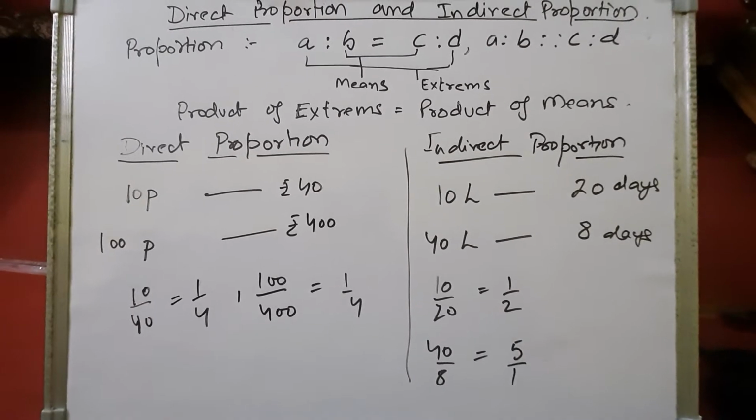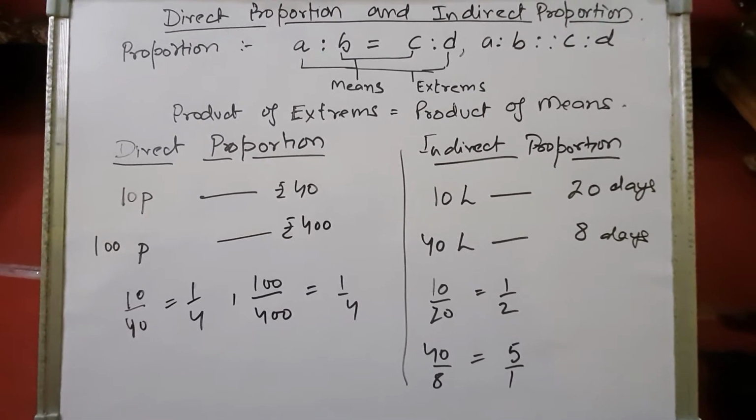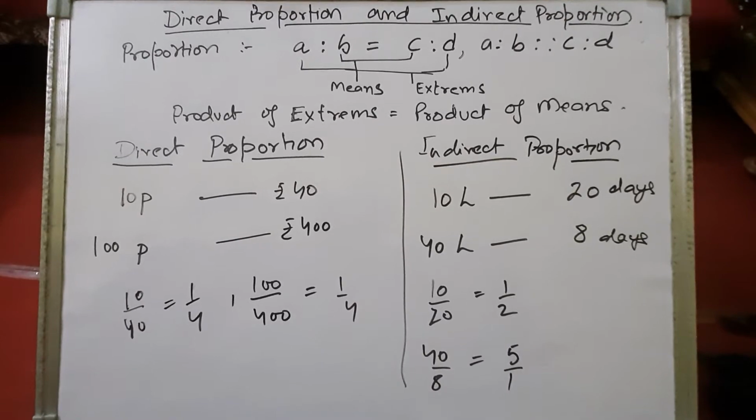So we have understood what direct proportion and indirect proportion are. Let's do a few sums to understand the topic more clearly. Note down this much first.